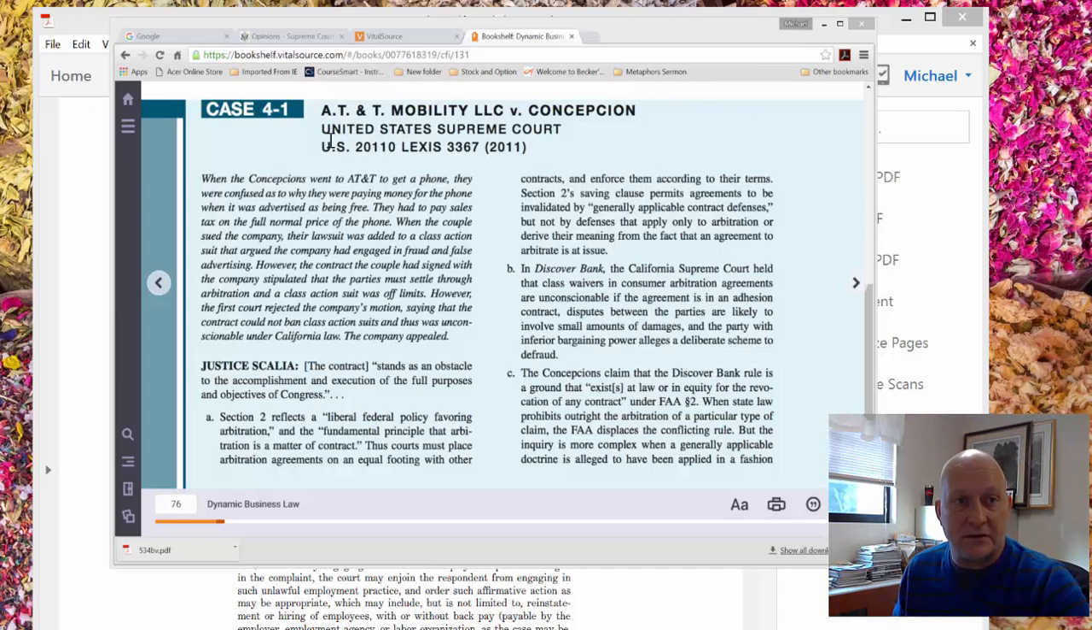After that, this is the court that the case was in, the U.S. Supreme Court. Then we've got the cite. This is what the C-I-T-E is. It's the citation, and cite is short for citation. And that's where you can find this case.